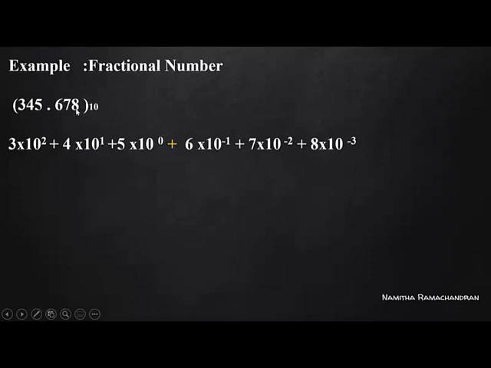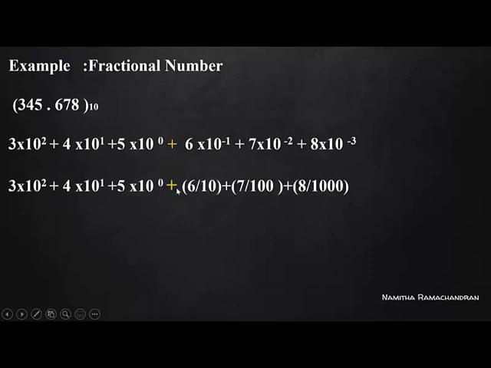This 8 is present in which position? The third position after the decimal point. That means 0.008. So we can represent the positional value of 8 here as 8 by 1000, or 8 into 10 to the power minus 3. Now calculate the positional value of each and every digit here. Now we can sum up the values, and then we get the exact value of this number. What is this?